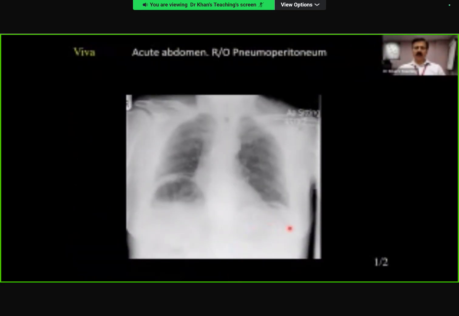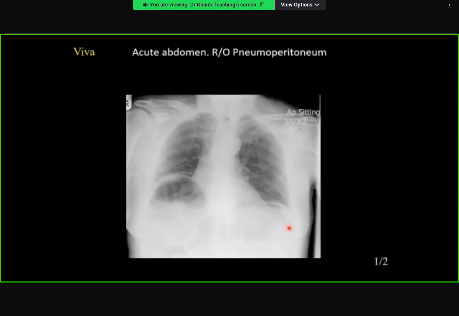Okay, candidate 1, this is your last film. Acute abdomen, pneumoperitoneum, yes or no? No. So what is it? Chilaiditi syndrome, where you have a part of the flexure projected over the liver.